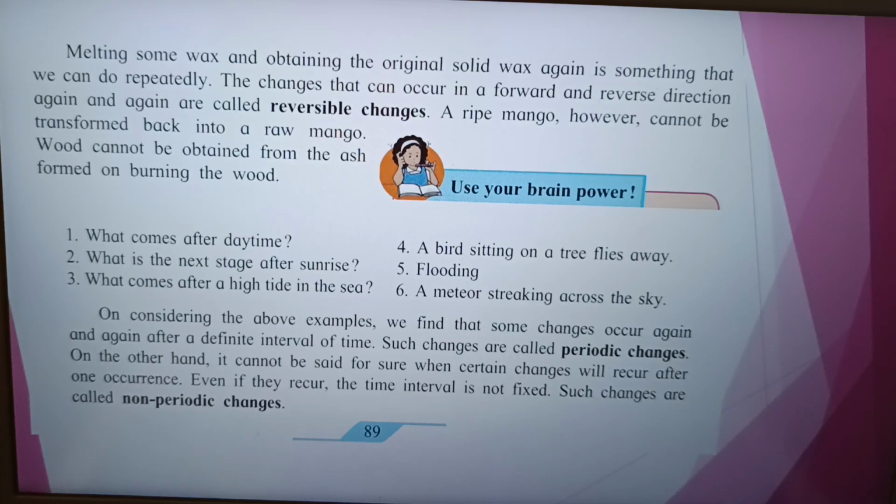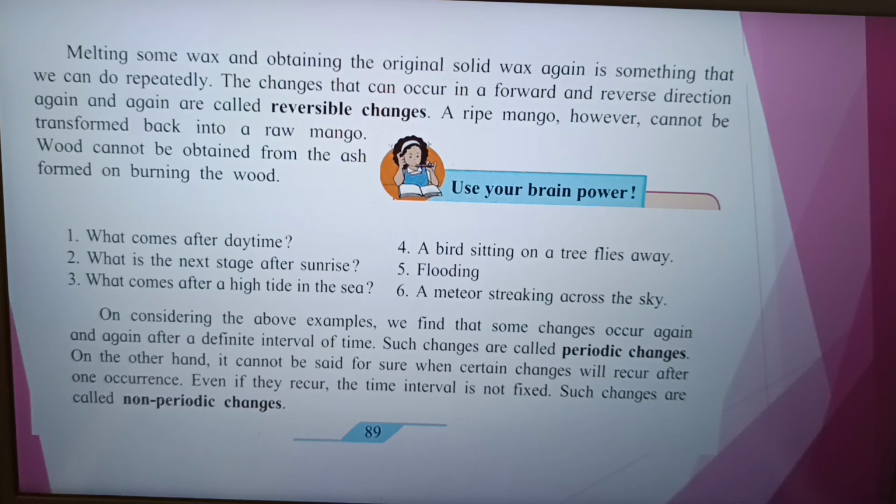So what comes after a high tide in the sea? The tides chapter we have learned in geography. So you will see that this happens in an equal interval of time. Bird sitting on a tree flies away, flooding, and a meteor streaking across the sky. So these are things that happen in equal intervals of time. On considering the above examples, we find that some changes occur again and again after a definite interval of time. Such changes are called periodic changes.